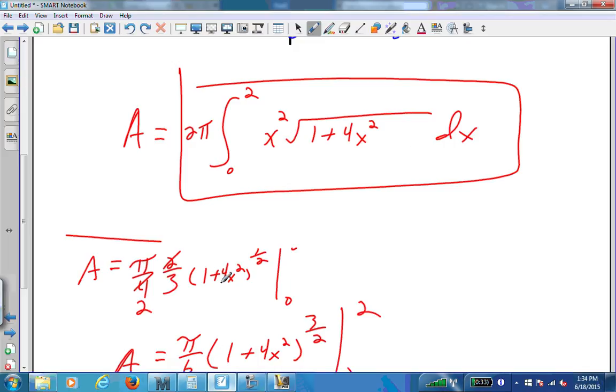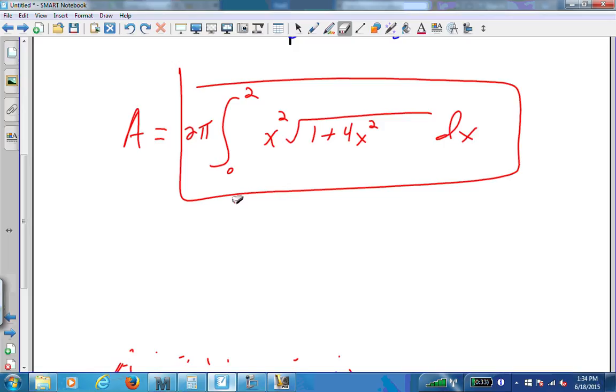Now that's a little bit messy of an integral to do, so we're not going to do that for now. I just wanted to go through how you would set up that integral, but I'll leave that for you for practice.